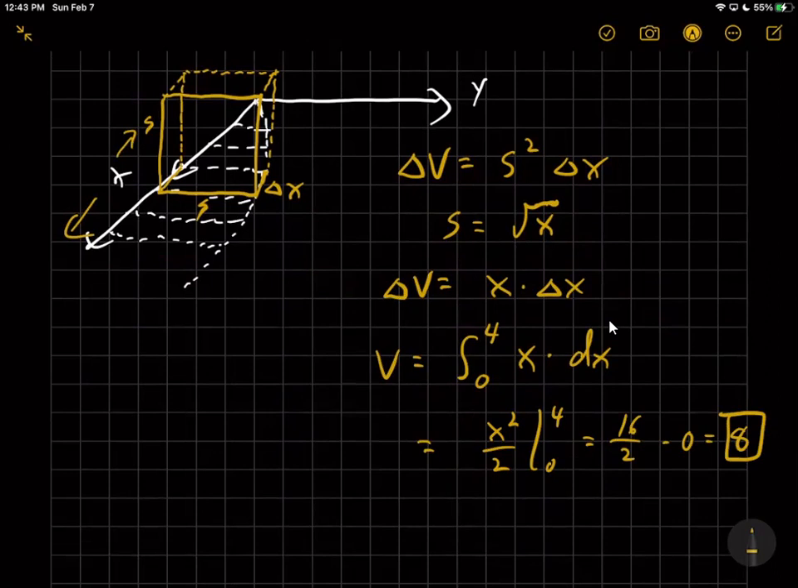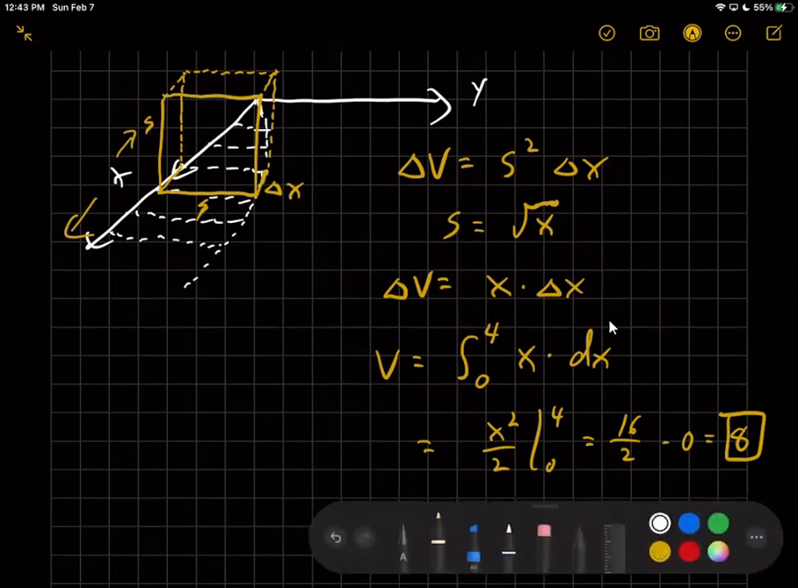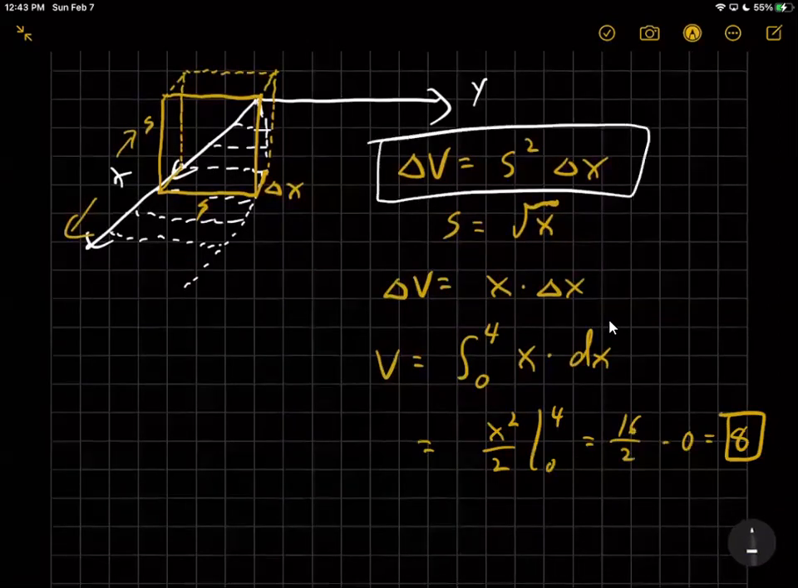So the key was being able to write what the volume element is. It has a square face, so that has an area of s squared and a thickness of delta x. All right.